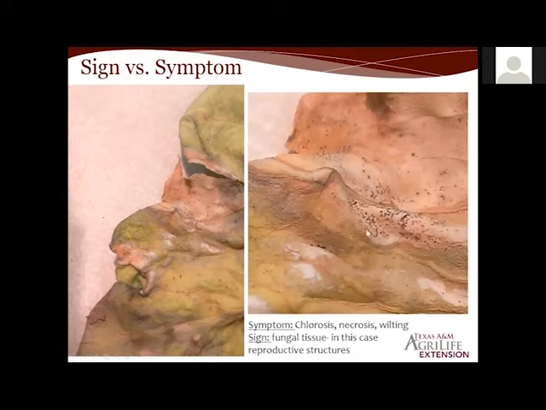So signs are these little black flecks and this white tissue here. It's kind of cottony. So that's actual fungal tissue. In this case, the little black specks that look kind of like coffee grounds are reproductive structures that make spores to then spread to new plants. And that's just a little reminder arrow for your notes.